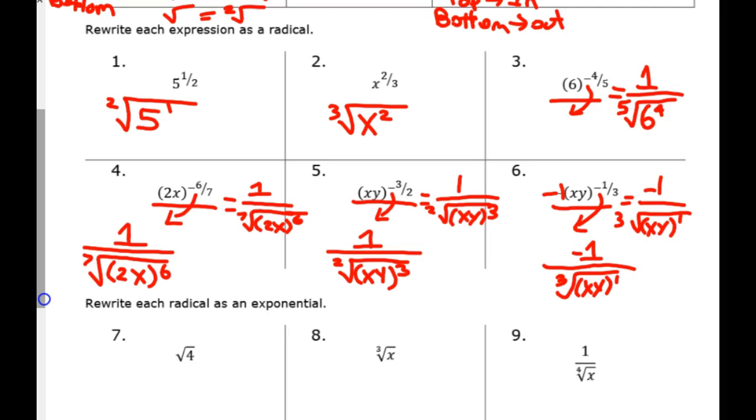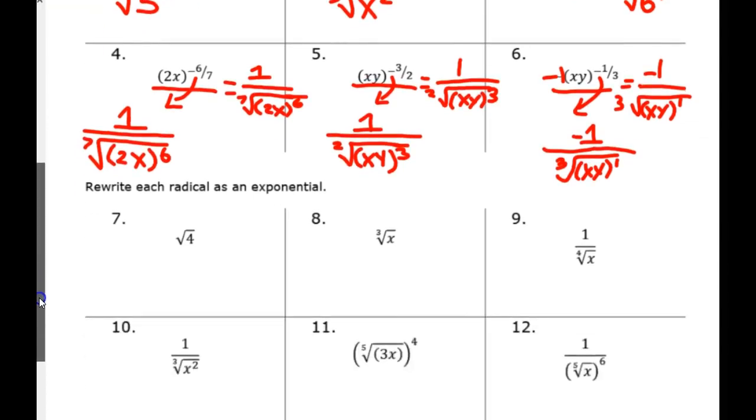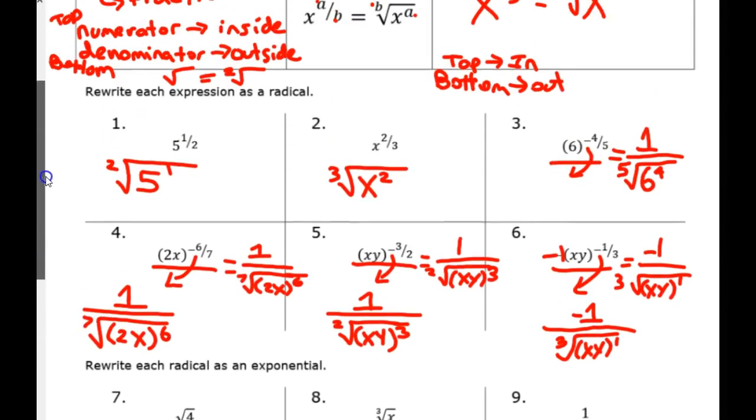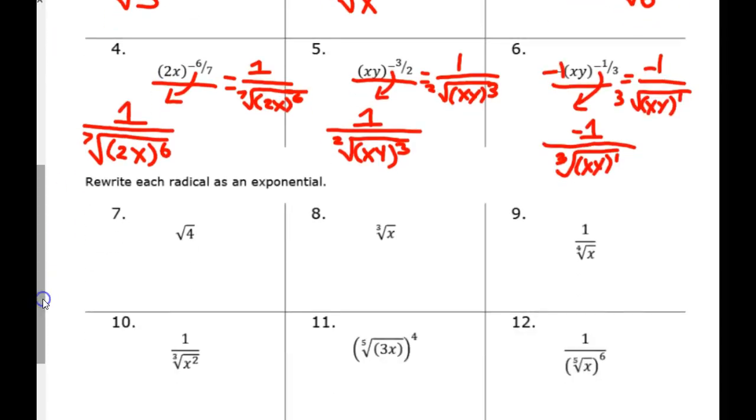Okay, now I showed you a bunch of examples of going from rational to radical. Now the bottom part is radical to rational. Can you do this backwards now? So, let's try it. First of all, we just said if there's no number on the square root, it's implied that it's a square root, a 2, okay? So go and put a little 2 right there.